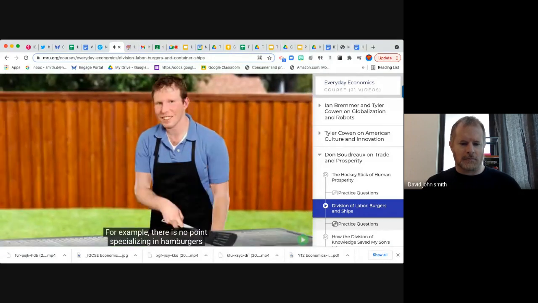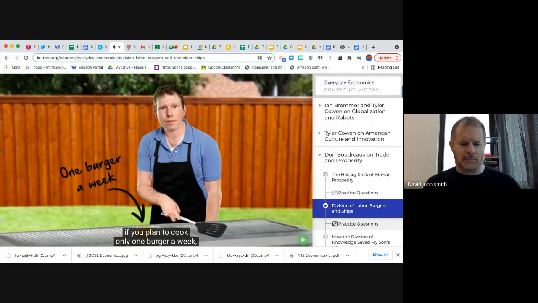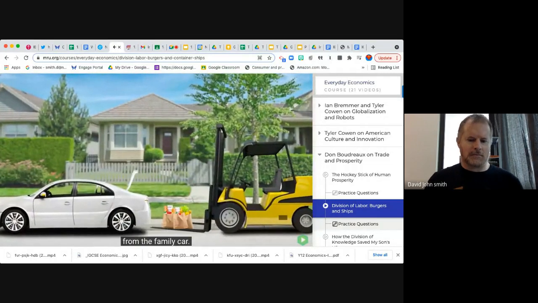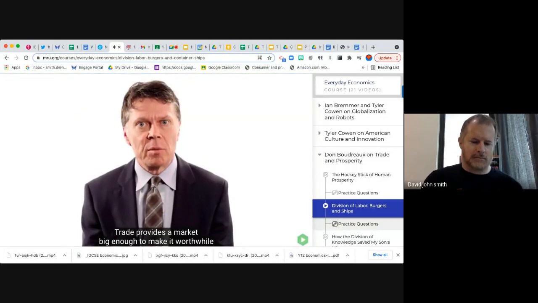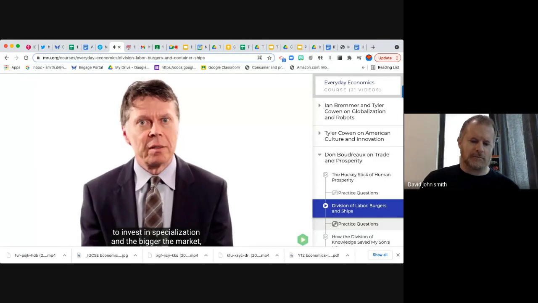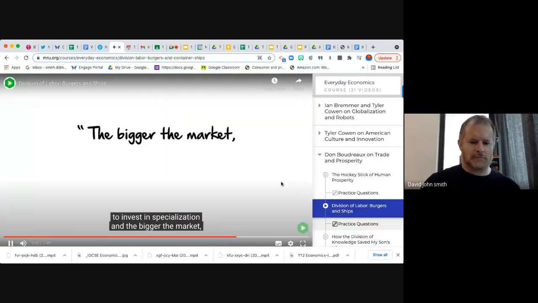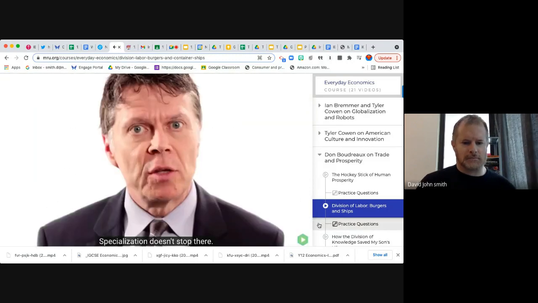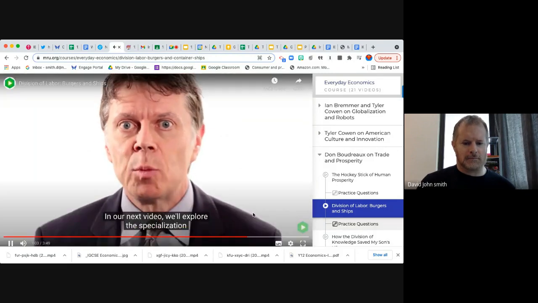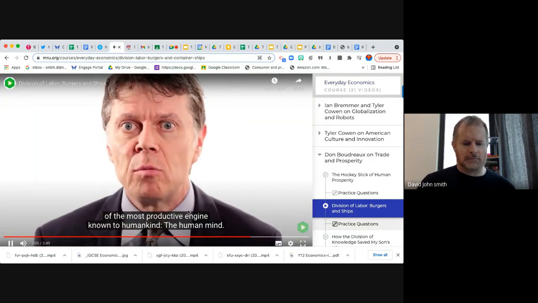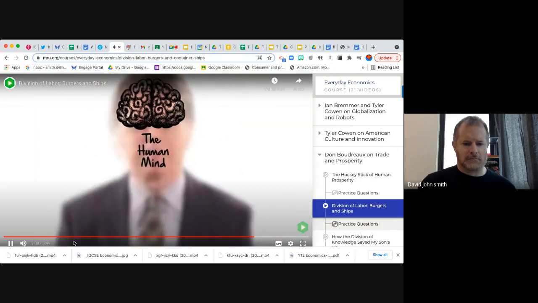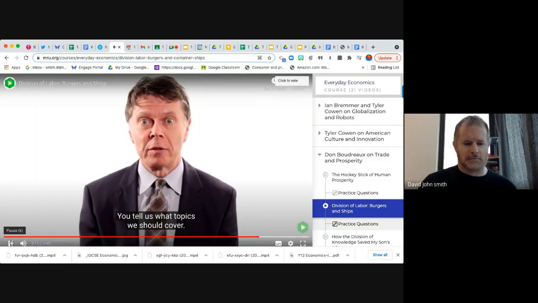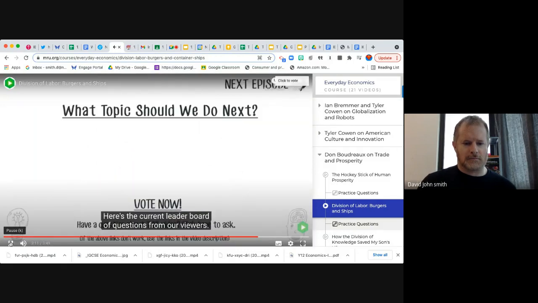For example, there's no point specializing in hamburgers if you plan to cook only 1 burger a week, or buying a forklift or a crane simply to unload weekly groceries from the family car. Trade provides a market big enough to make it worthwhile to invest in specialization. And the bigger the market, the more we specialize, and hence, the more we can produce. But specialization doesn't stop there. In our next video, we'll explore the specialization of the most productive engine known to humankind, the human mind. What about the videos after that? Well, you decide. You tell us what topics we should cover. Here's the current leaderboard of questions from our viewers.